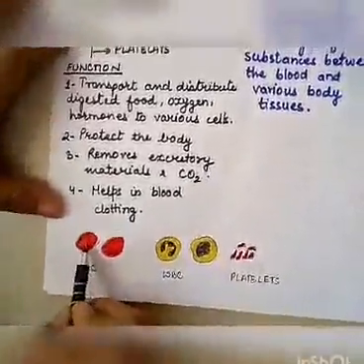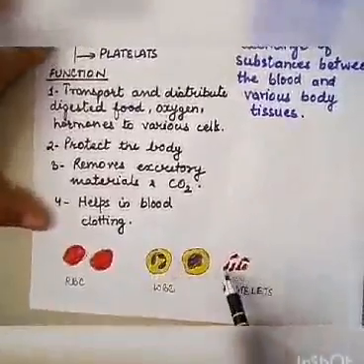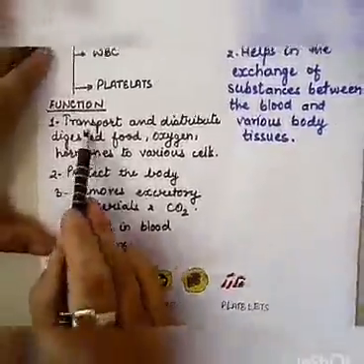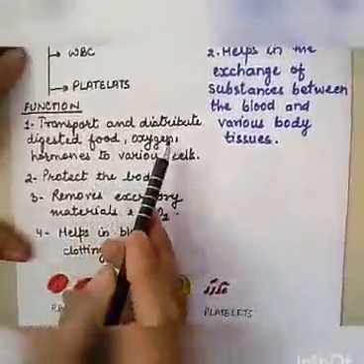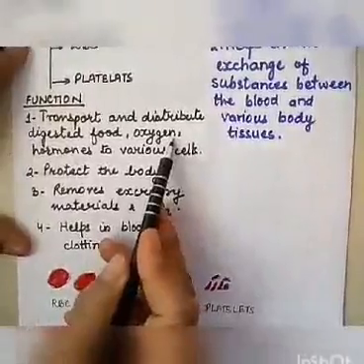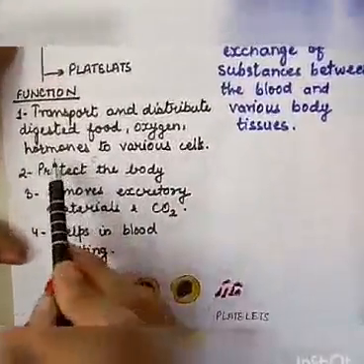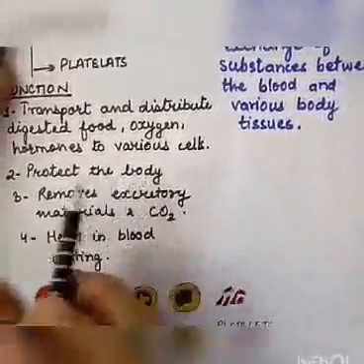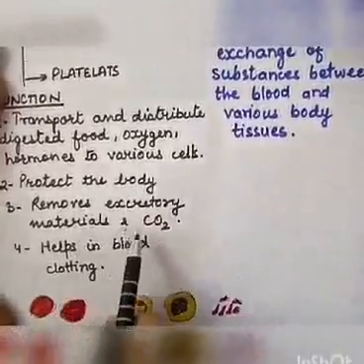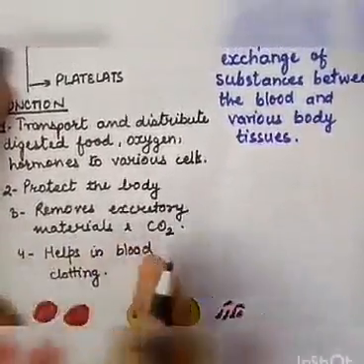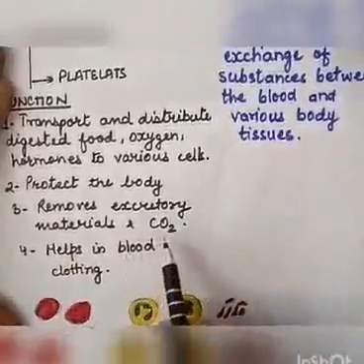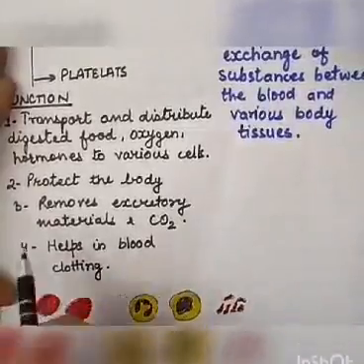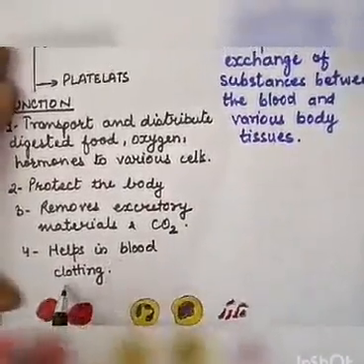You can see there is no nucleus in RBC. In WBC, you find the nucleus, and these are the fragments that are known as platelets. The function of blood is to transport and distribute digested food into the body, oxygen (last year also you have read about how oxygen is distributed into the body), and hormones to various cells. Second, it protects the body. Third, it removes excretory material and carbon dioxide from the body. They transport to the respective organ for its elimination. Then fourth, it helps in blood clotting.